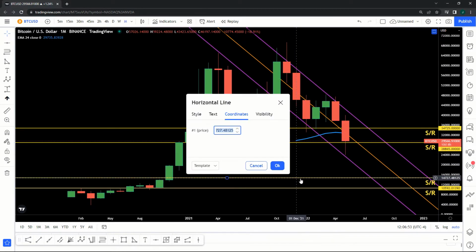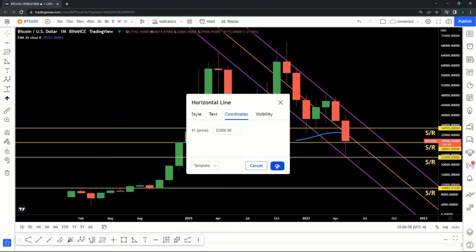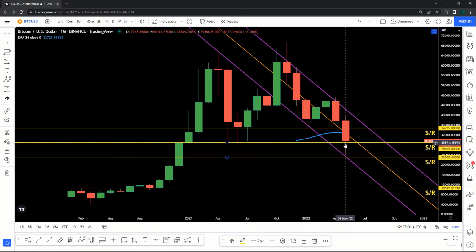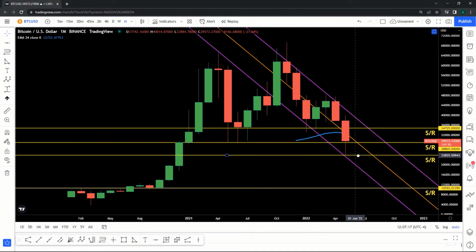Now the third level I identified is 23,000. So in the event that price fails to hold at 29,000 or 28,800, then the next level of support would be 23,000, because again, that support level was a touch point here. Actually, let me move it up here. So here we have two support levels, the regression channel and just chop this in half.